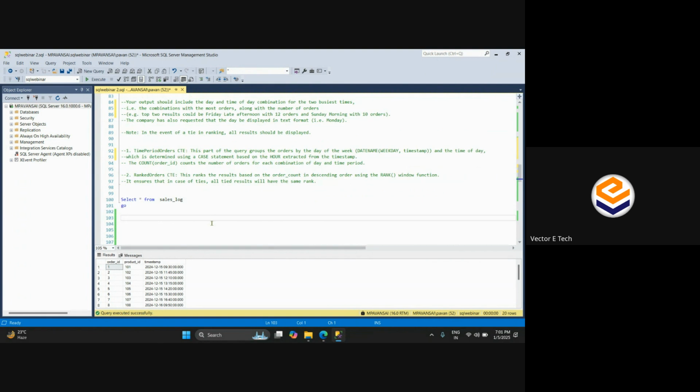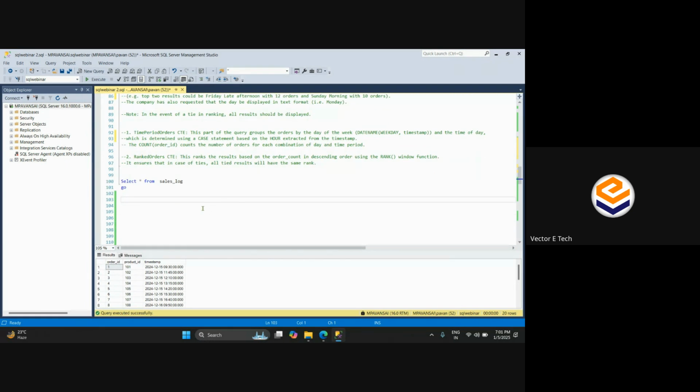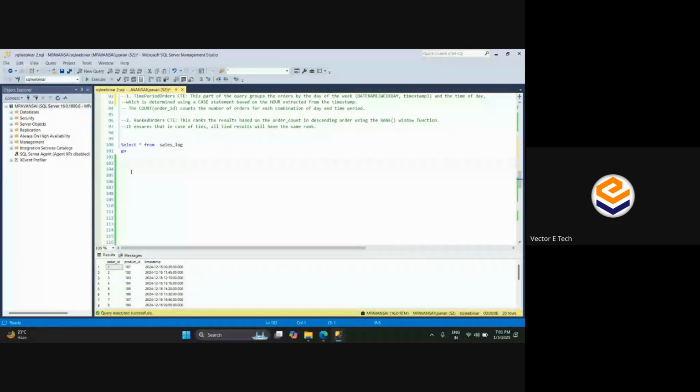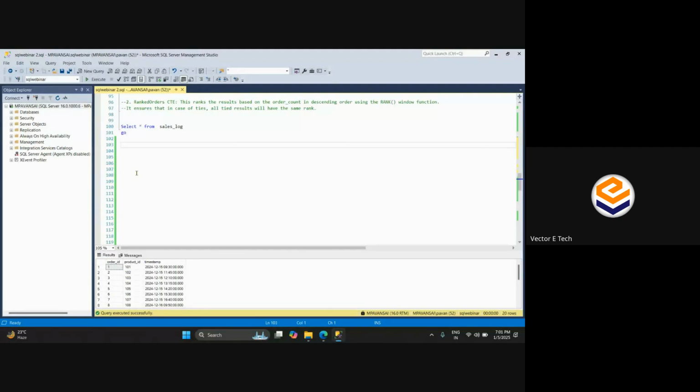They want to find the top two busiest business times, where the maximum number of orders are there, right? So that they could make certain decisions based upon that. Okay, so now we'll try to write select.